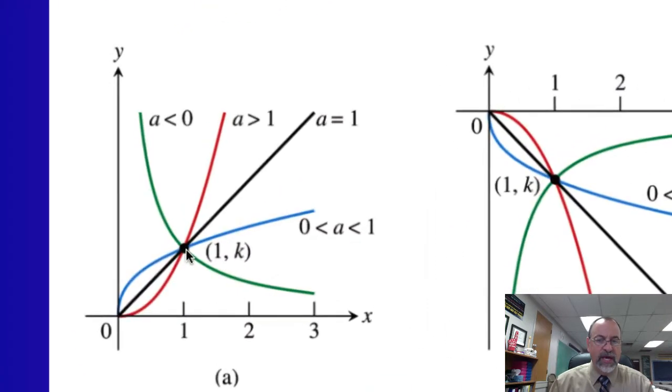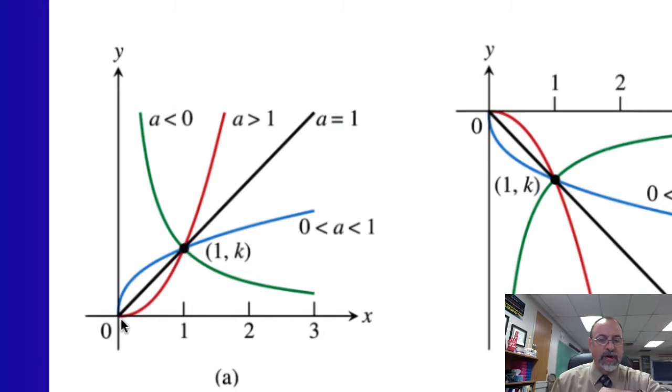So we talked about (1, k) being on every graph. So this is quadrant 1, and this is quadrant 4 over here if k is negative. And if a is equal to 1, meaning you have y equals x, that's a linear equation. You'll notice it goes through that point, but it's a line. Now, if that power is greater than 1, like x squared, x cubed, x to the 4th, remember, it's going to go through (1, k), but it's going to be curved up like this.